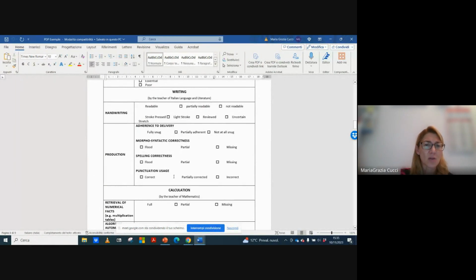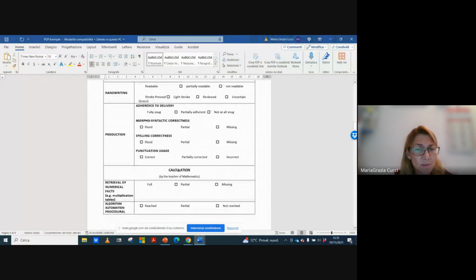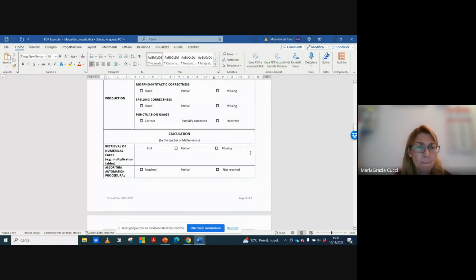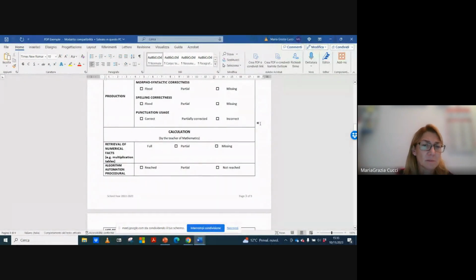Then you think about production. This has much more to do with the neurological reference of the student. Adherence to delivery, morphosyntactic correctness, spelling correctness, punctuation usage: correct, partially correct, incorrect.